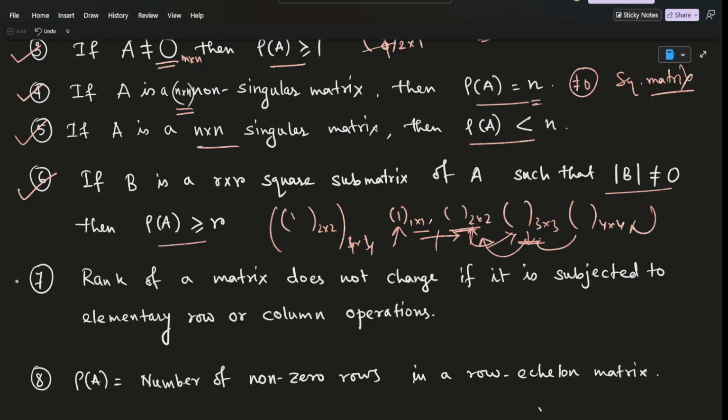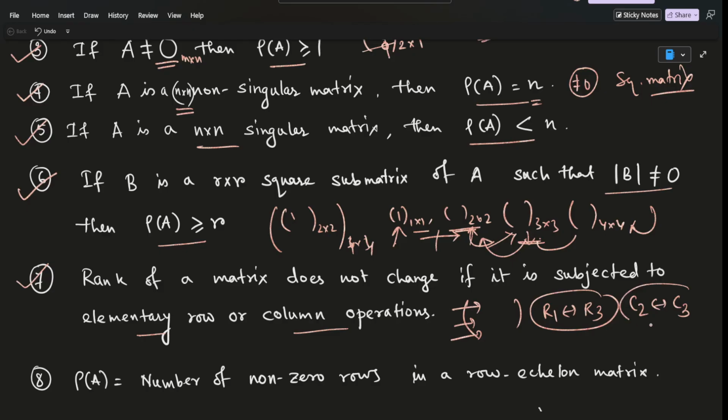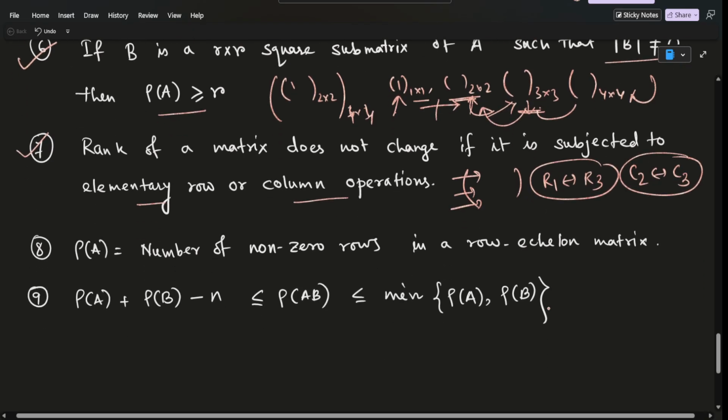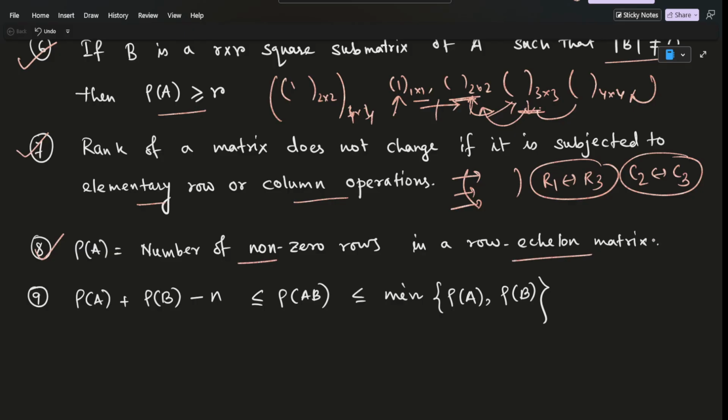Okay. Then number 7: rank of a matrix doesn't change if it is subjected to elementary row operations or column operations. Suppose this is a matrix with row 1, row 2, row 3. If we interchange R1 and R3, or C2 and C3, if we interchange these two rows or columns, then rank is not affected actually. Next, number 8 says that rank of A is the number of non-zero rows in the row reduced echelon matrix. We discussed it earlier.